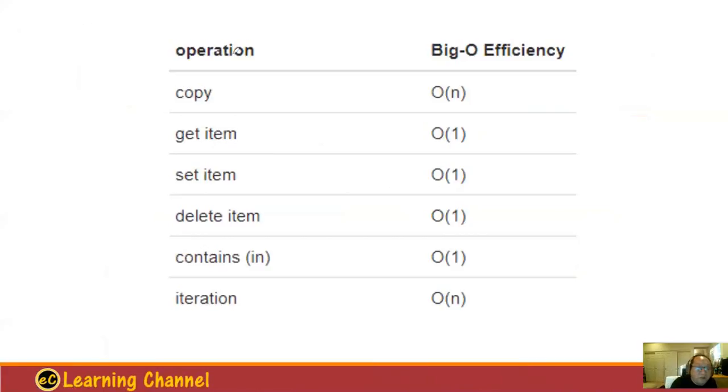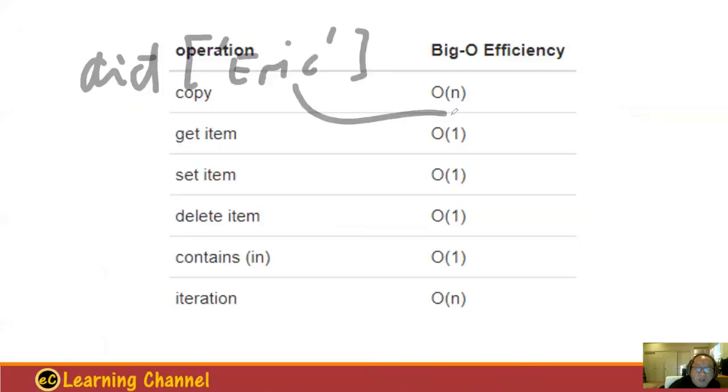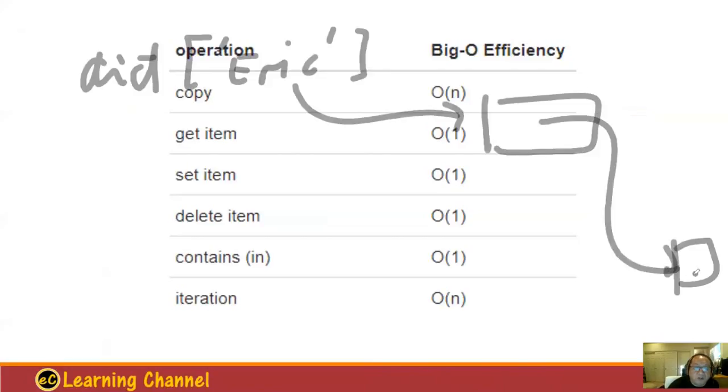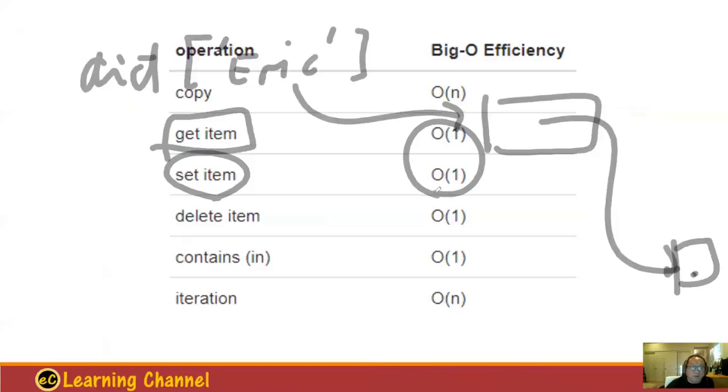A dictionary may have a hashing table. So you have a dictionary, say with the key "Eric". This string goes through a hashing function and goes to a location directly. So get object and set object are order of 1, constant time.